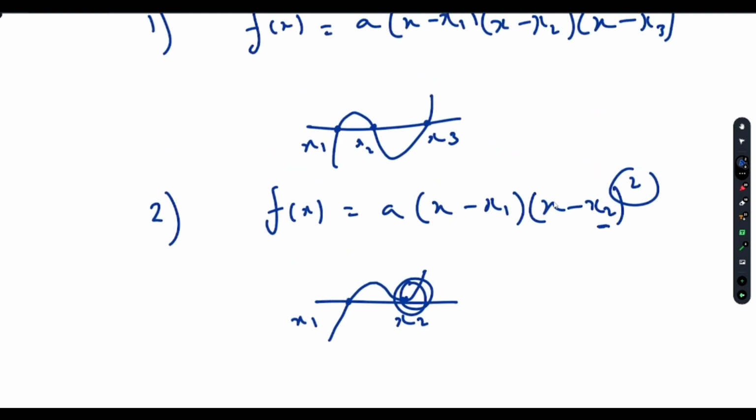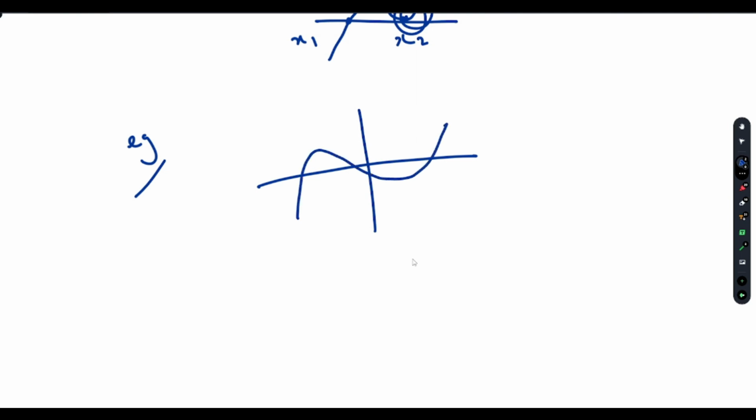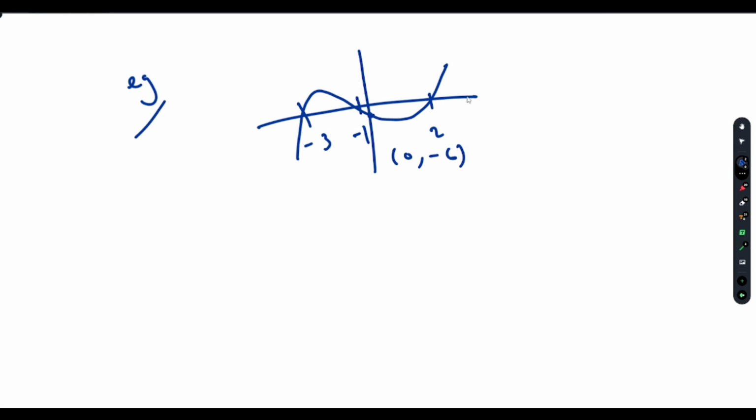Our major decision, firstly, will be whether to use equation 1 or equation 2, depending on what our given information is. So let's say, for instance, this was the example that we're looking at. Here on our Cartesian plane, we'll have a cubic graph, and let's say we've got minus 3, minus 1, and 2. And we just need any other point that lies on the graph. Let's say this point here is 0 and minus 6, right? So we have three distinct x-intercepts.